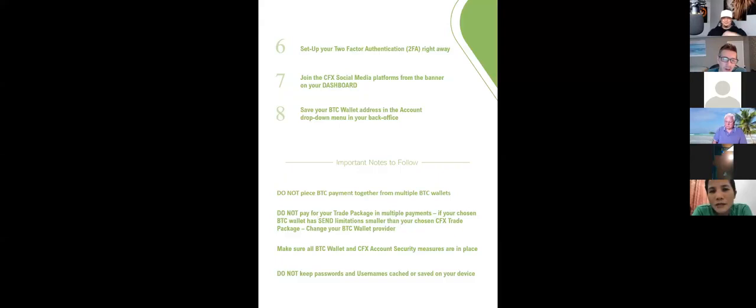And point number 8, of course, make sure then you load your BTC wallet into the account section of your own back office. So just a couple of really important notes to follow here. Now, we see these things a lot in support tickets. A lot. We see a lot of people making multiple payments to the same address to buy a trade package, sending $200 and then another $100.